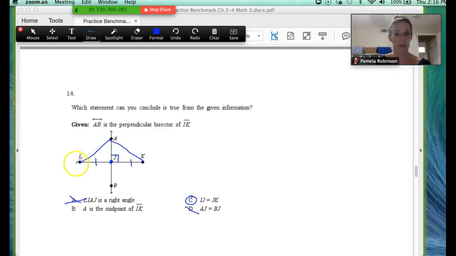This is the midpoint of IK, so it's not that one. All right, so it would be C. All right, clear that off, and then on to the next.